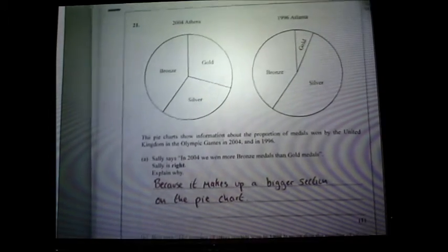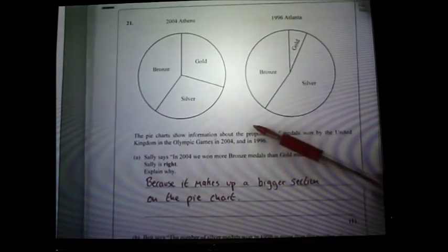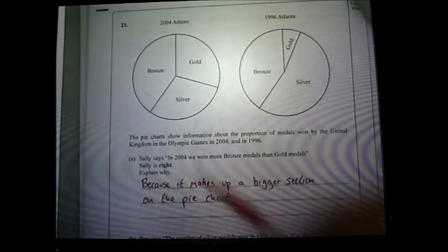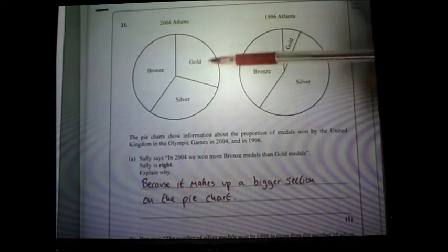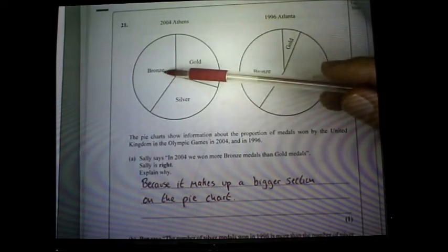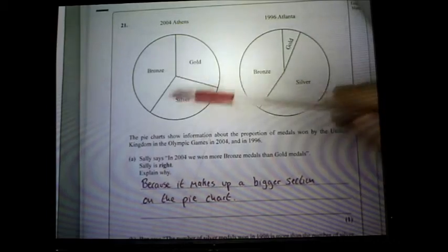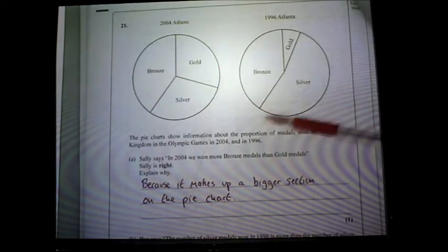A little bit of pie chart work here. Sally says in 2004 we won more bronze medals than gold medals. Is she right? Well, this is 2004. She is correct, because look, bronze makes up a bigger part of the pie chart than gold. So in this year here we did win more bronze than gold.